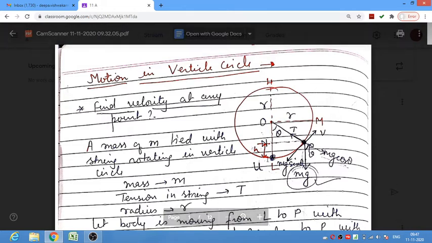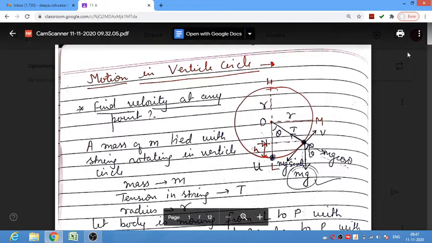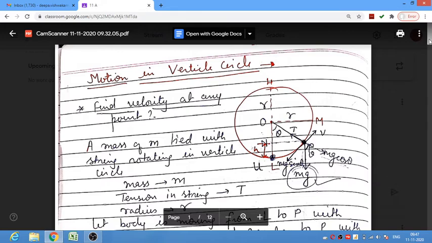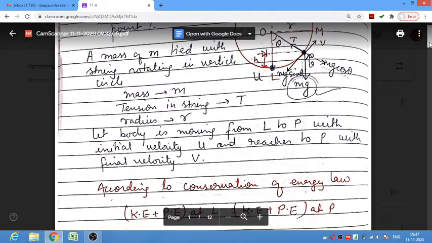Now in this case we have to study its motion. We have to find the final velocity at any point in this vertical circle, and the tension at any point. Then at different points also we can find the tension. So first of all we will calculate the velocity at any point. In this case, a mass m tied with a string is rotating in a vertical circle, and the radius of the circle is small r.